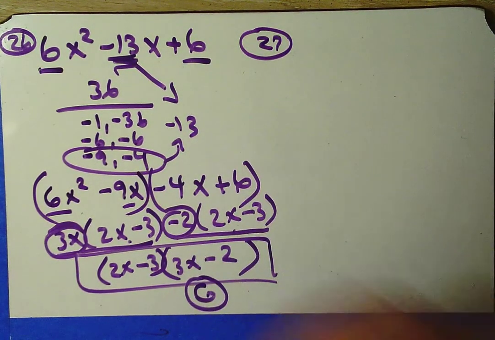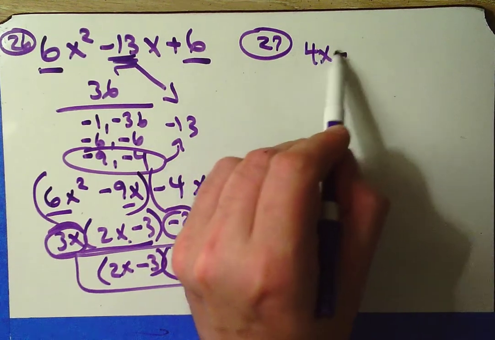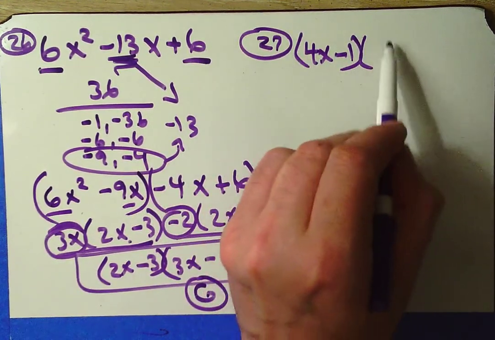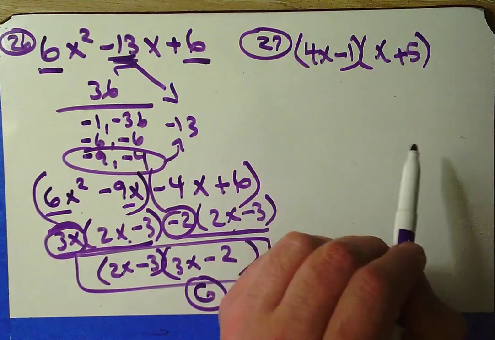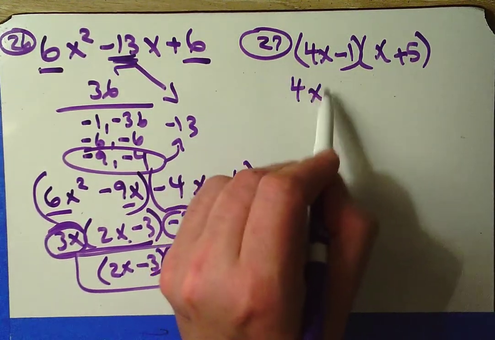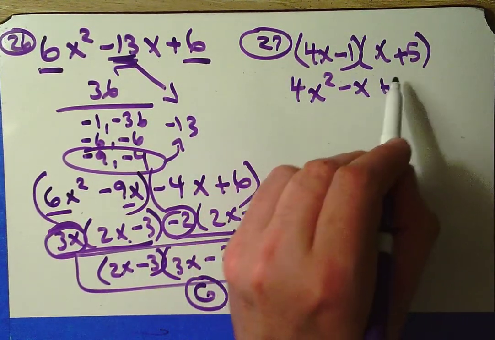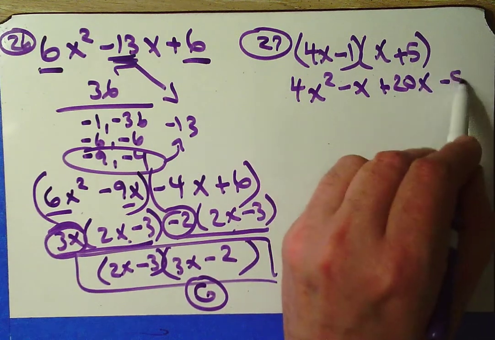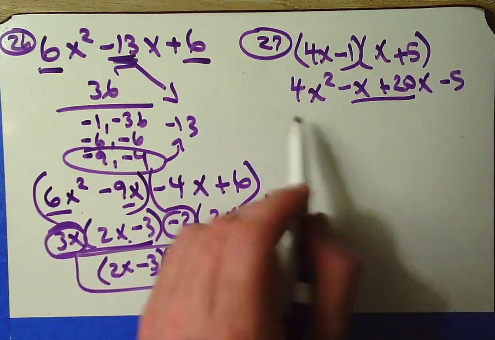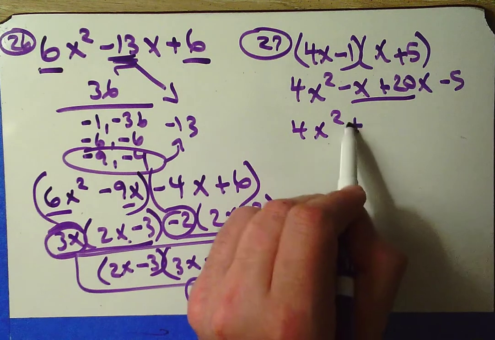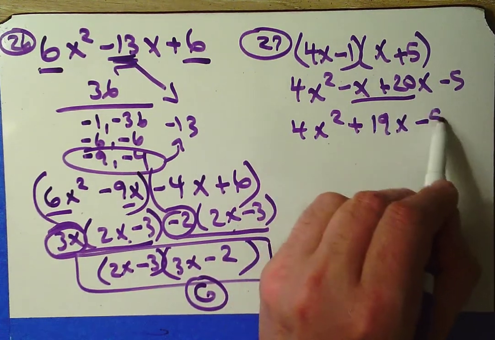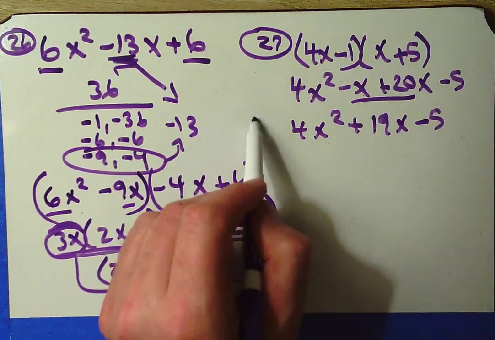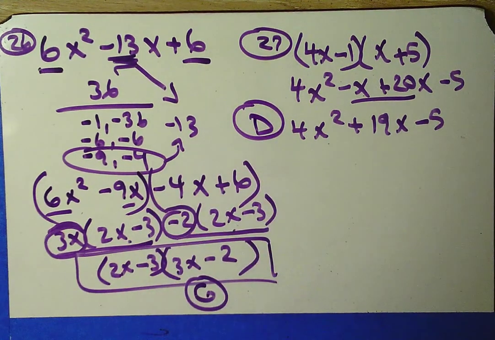Which of the following is equivalent to (4x minus 1)(x plus 5)? Well, this will be 4x squared minus x plus 20x minus 5. If I combine like terms, I'll have 4x squared plus 19x minus 5, and that corresponds to choice D for number 27. This was a simple FOILing problem.